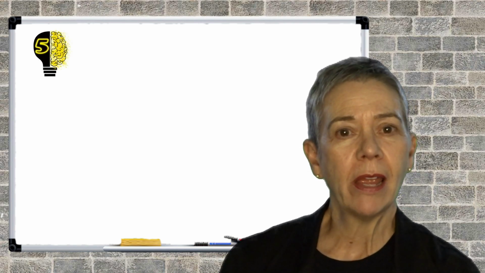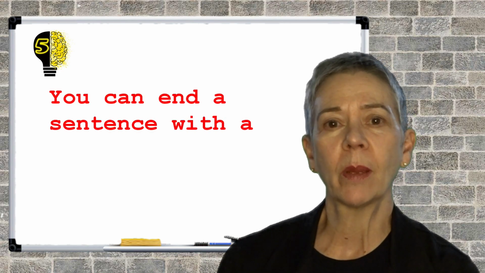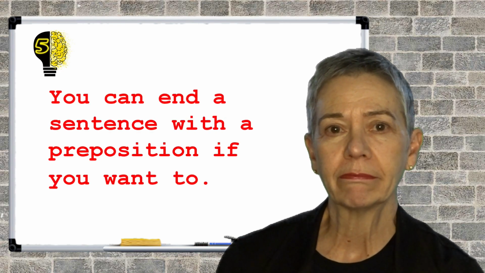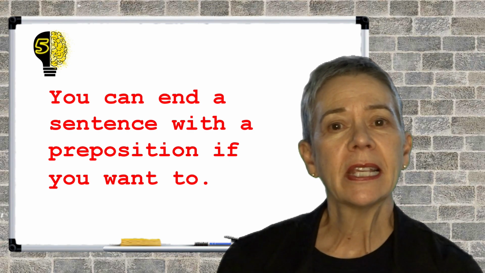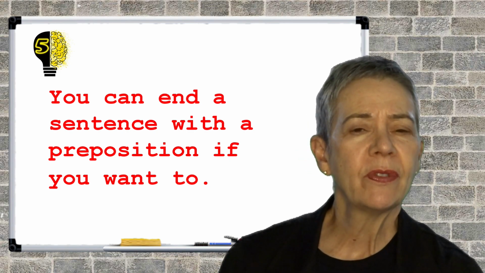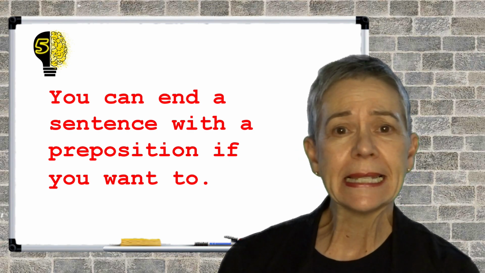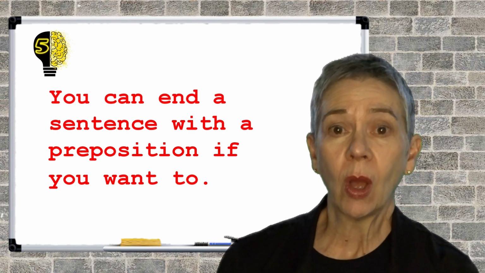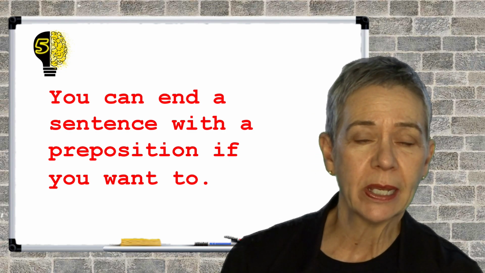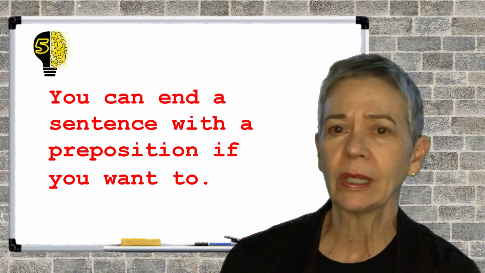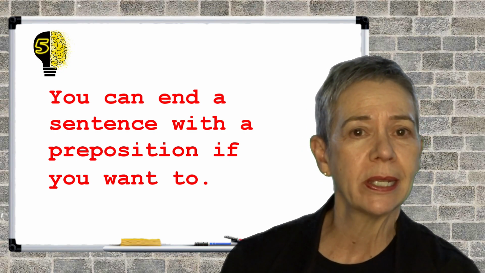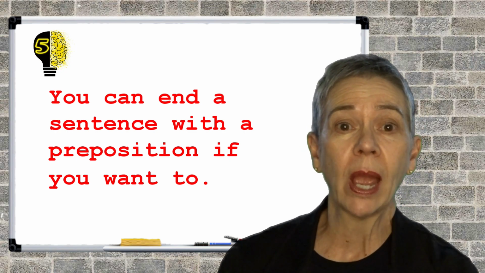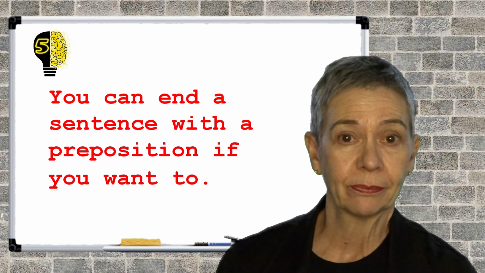And tip number 5 is you can end a sentence with a preposition if you want to. It appears that this was a Latin grammar rule that kind of seeped into English, but it isn't an English grammar rule at all, in spite of what editors might tell you, and in spite of what Grammarly and other AI grammar checkers might tell you. It is not a grammar rule of the English language.